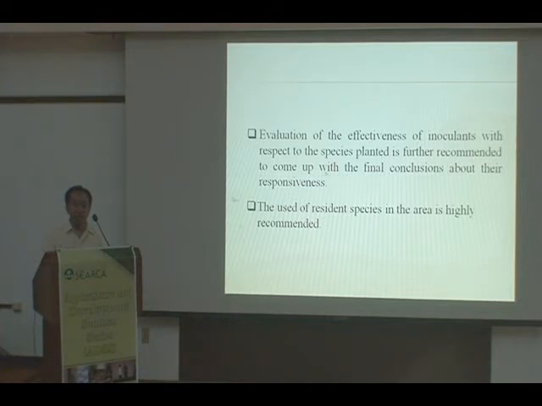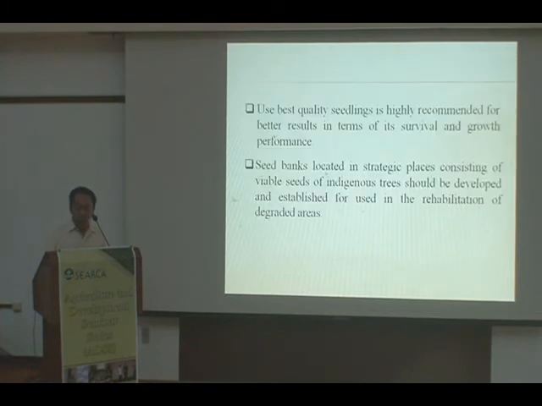Maybe they are very suitable also for rehabilitation, like for example Bahai. Bahai, I think, is a nitrogen fixing tree species. It is prevalent in the area and grows well. So I think there's a need to evaluate this species also. Then the use of best quality seedlings is recommended for better survival and growth performance. Seed banks located in strategic places, consisting of viable seeds of indigenous trees, should be developed and established for use in the rehabilitation of degraded areas.